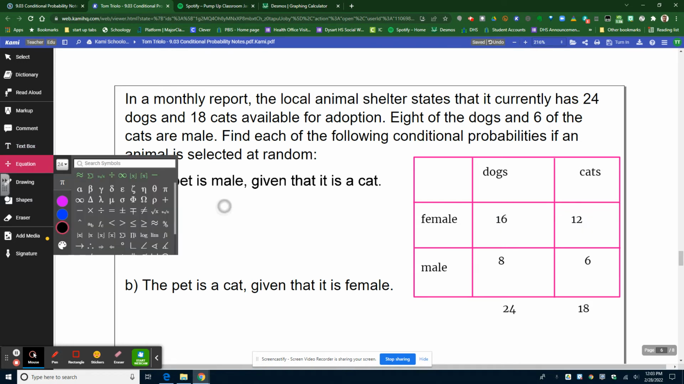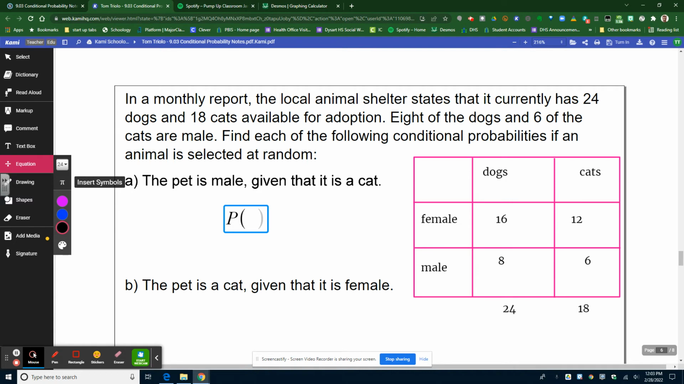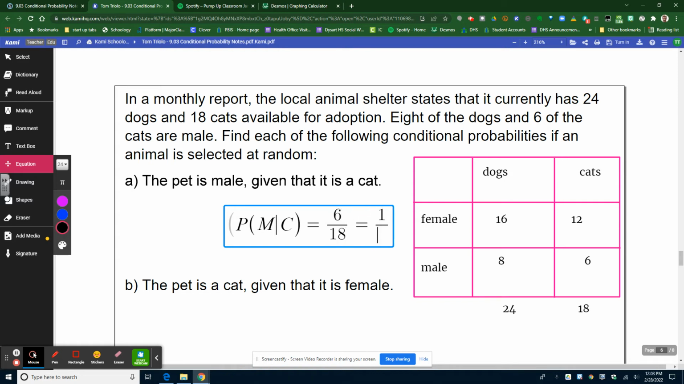So, probability. This is how we're going to write this. Capital P for probability. Parentheses. Probability that the pet is male, so capital M, given. We make the vertical bar right above the enter key and shift that it is a cat. Close parentheses. Okay. Equals fraction bar. So given it's a cat, I've got 18 cats, and 6 of them are male. So equals 1/3. Okay, questions?